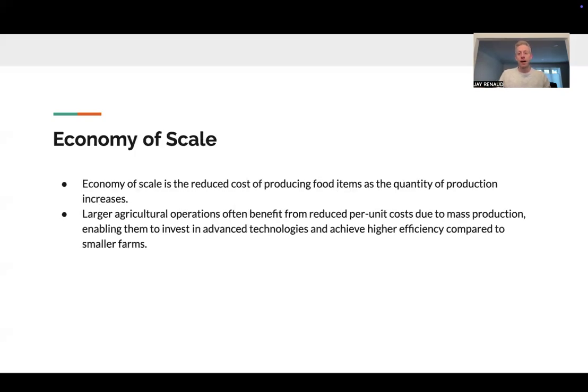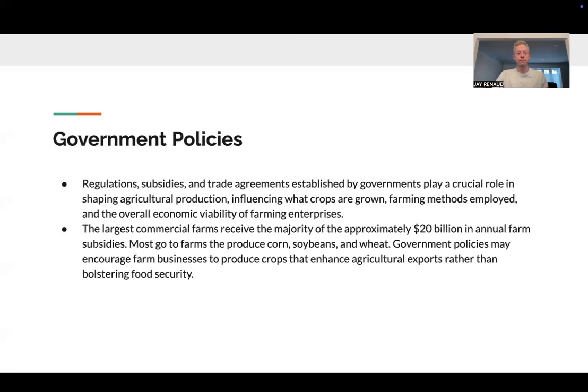Economies of scale, larger agricultural productions, large corporate farms, agribusinesses can produce at a reduced cost compared to a small family farm. They have more technology, more machinery, and much more efficient compared to a small family farm. And then governments. Governments play a crucial role in the supply of food, from regulations, tariffs, trade agreements, subsidies. These all factor into the foods that we have available and the price at which we can buy them.